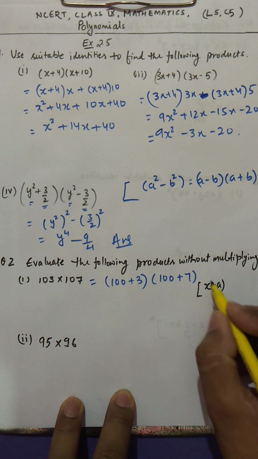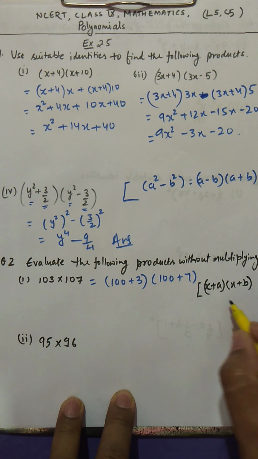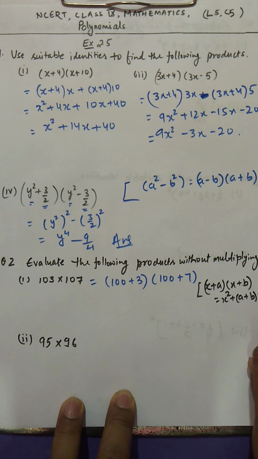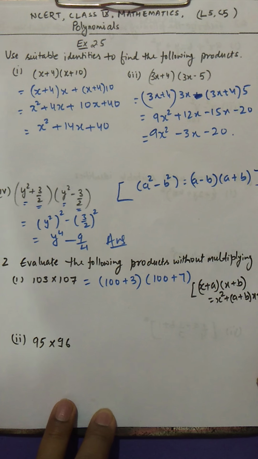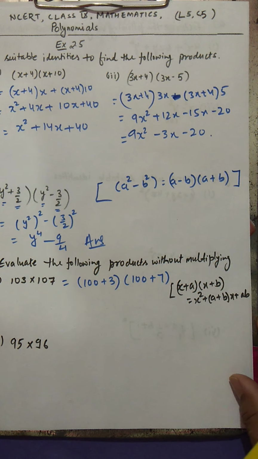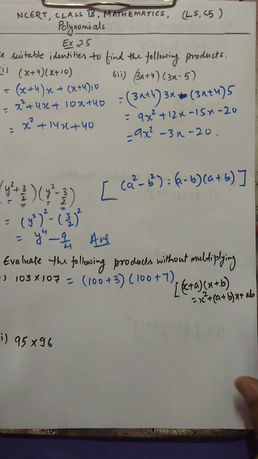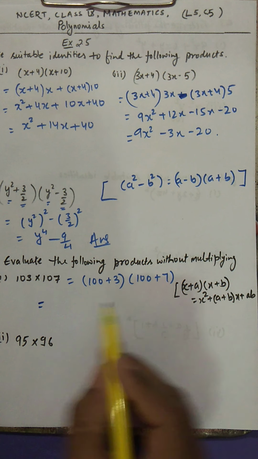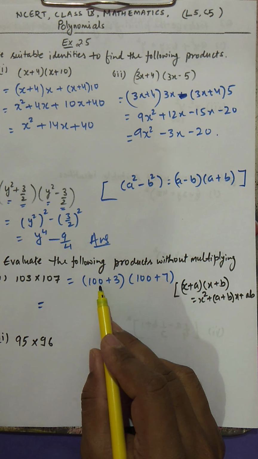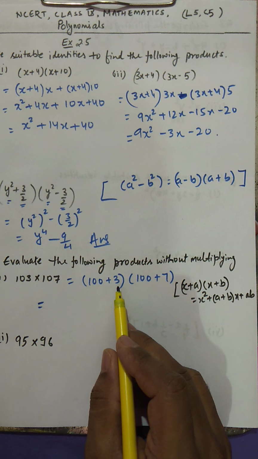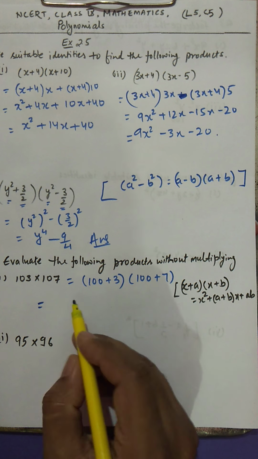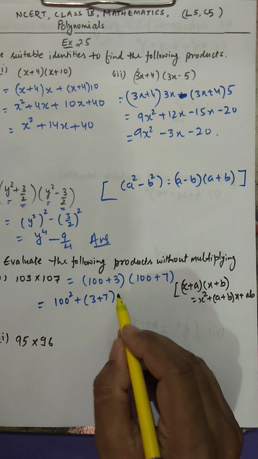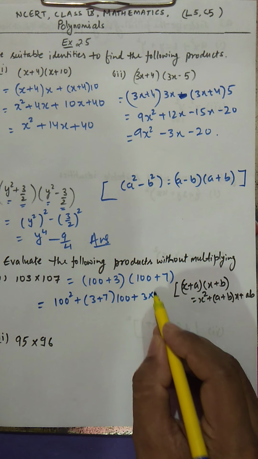That property is, if it is x plus a, x plus b, then you write this as x square plus a plus b times x, plus ab. So this is the property that I'm going to use now. At place of x you can see 100 is there, at place of a 3 is there, at place of b 7 is there. So it becomes 100 square plus 3 plus 7 times 100, plus 3 into 7.